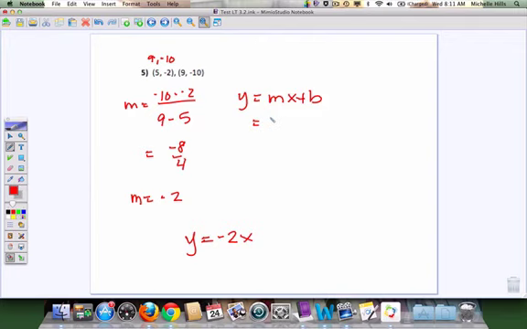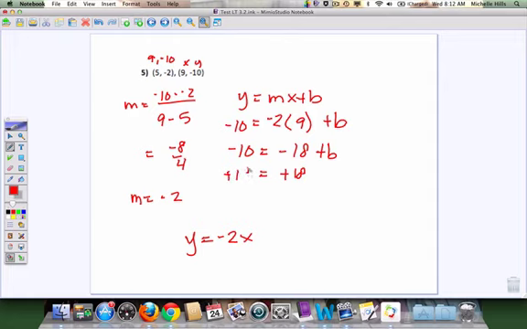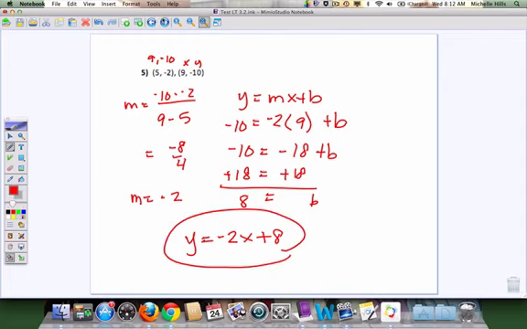So I just solved and found that the slope is negative 2. I'm trying to find my y-intercept, so I'll take an x and a y from one of my points. It doesn't matter which point, as long as they're both from the same point. So y is negative 10, x is positive 9. So I end up with negative 10 equals negative 18 plus b. And to eliminate that negative 18, I would add 18 to both sides of the equation. So b is positive 8. So y equals negative 2x plus 8 is my final equation.